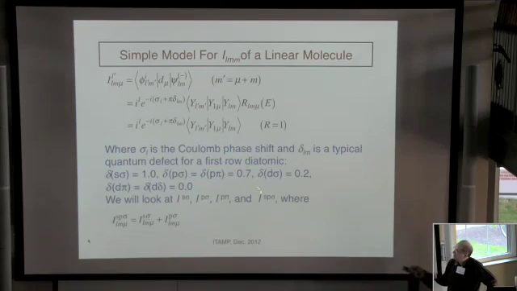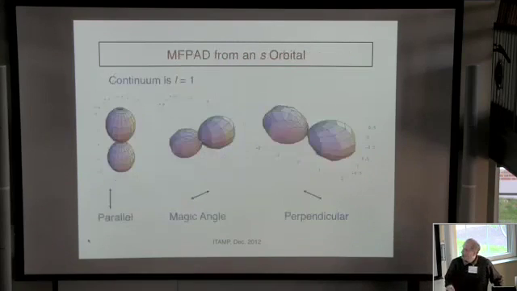So if you just assume some fixed quantum defects and you ignore the energy dependence of the radial part of the integral, you can actually then predict qualitatively what these fairly low kinetic energy angular distributions should look like. So I'll give a few examples: S sigma, P sigma, P pi, and so forth.